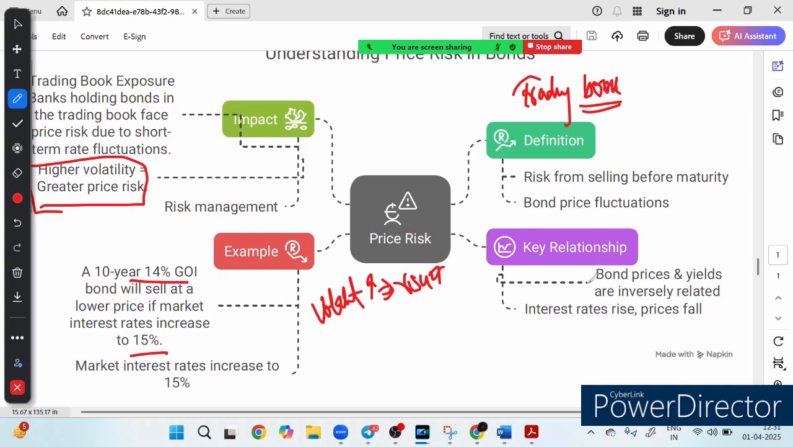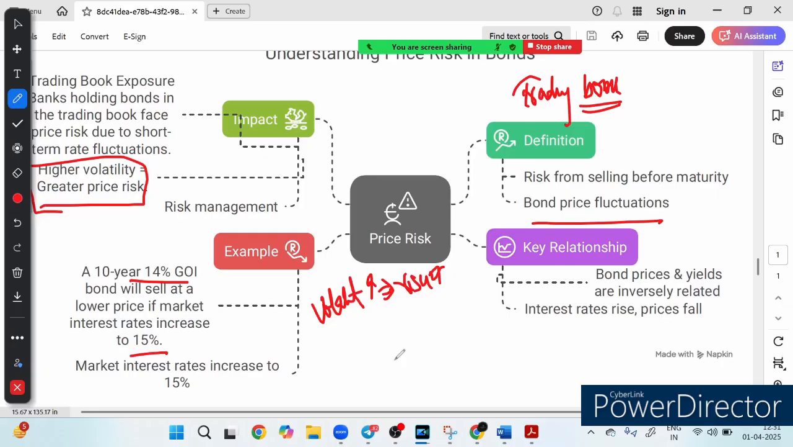But there is a profitability challenge. Yes, profitability challenge is always there. An unexpected interest rate hike reduces bond value, affecting earnings. So the question is, how do banks manage it? Diversification is one way to manage this price risk: holding a mix of bonds with different maturities. Hedging strategy is always there, right? And duration matching is always there.